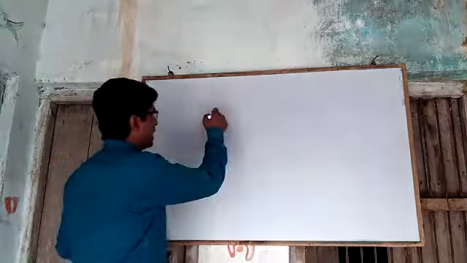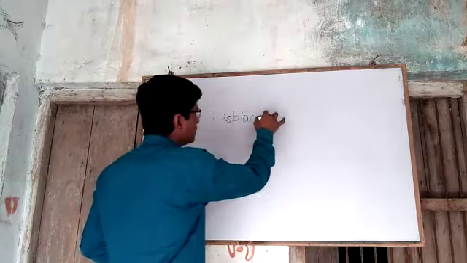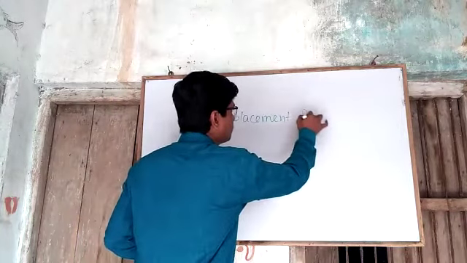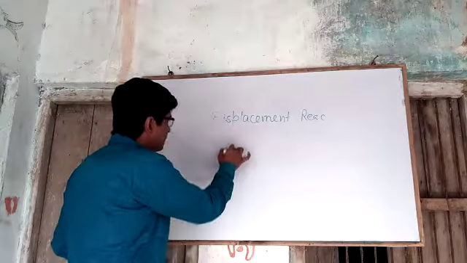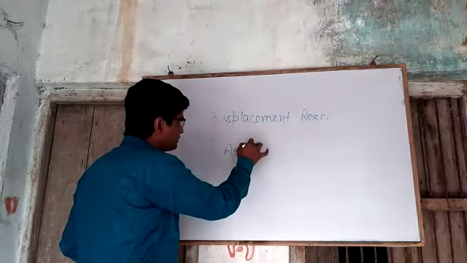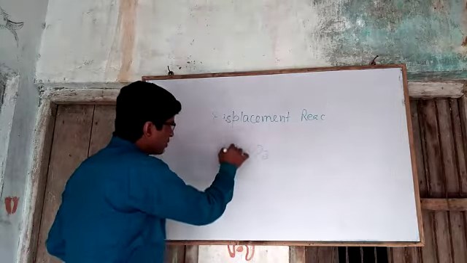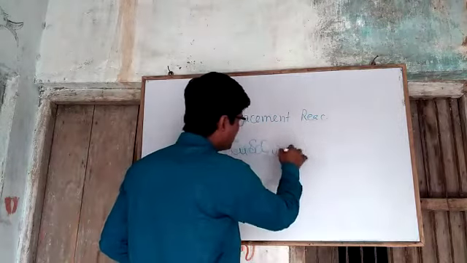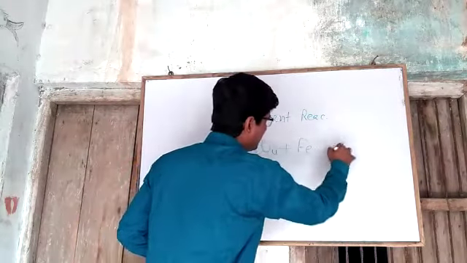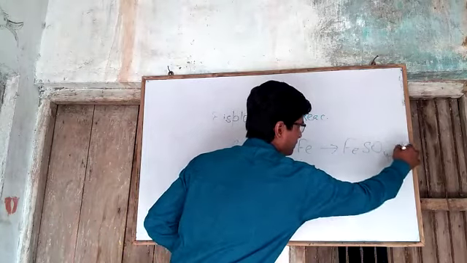I am talking about displacement reaction here. We take a simple example. For example, you take a simple example of copper sulfate. Why I have taken copper sulfate, I will describe it. Copper sulfate, when it reacts with iron, produces iron sulfate and copper.